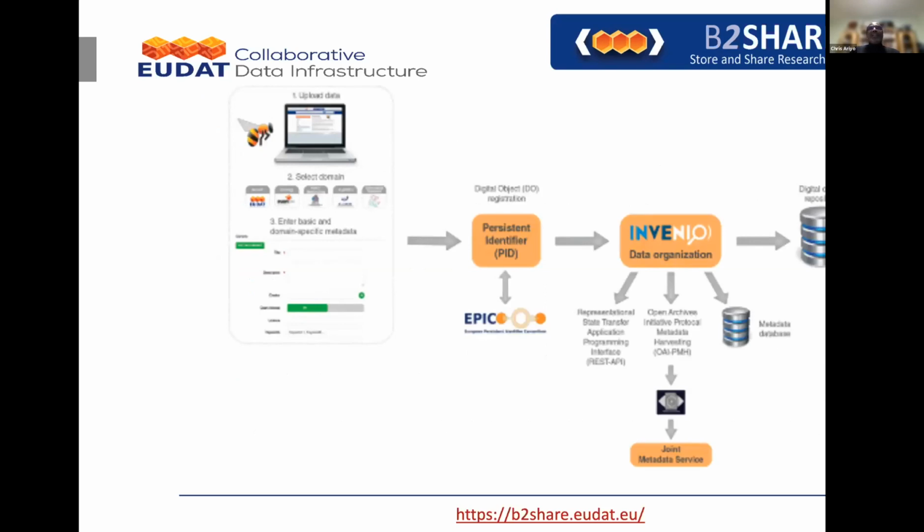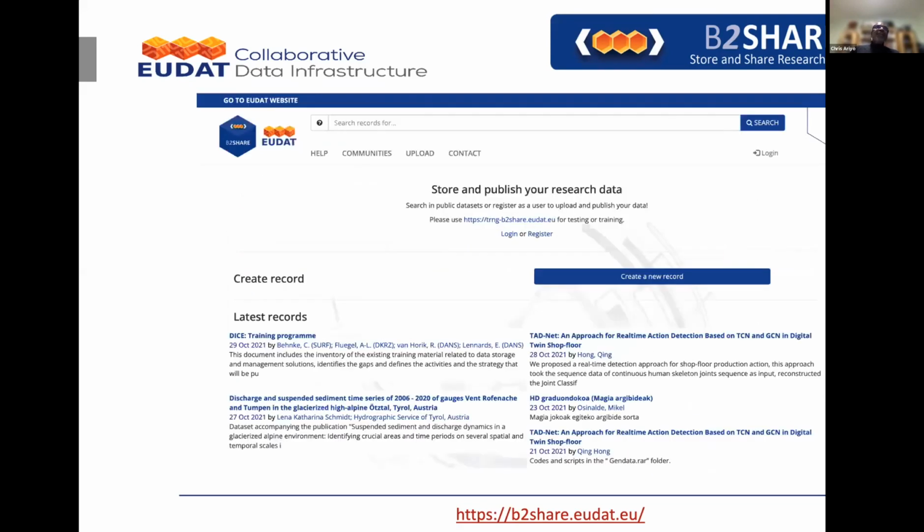So this is the base of the technology that was used. We have B2SHARE persistent ID based on Invenio, which is developed by CERN. And this is an example of a B2SHARE screen capture, where when you log in, you can create your record, choose your community, create your record, and create a draft record that you can publish when you are ready.